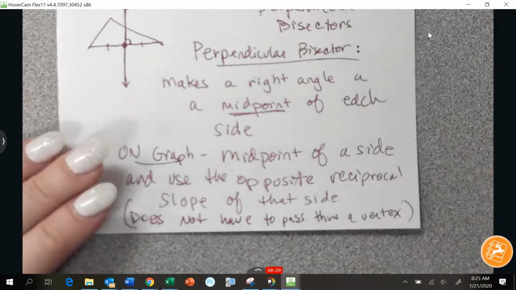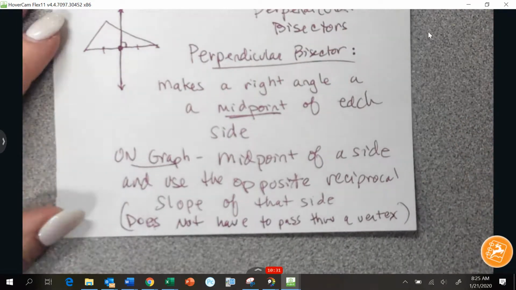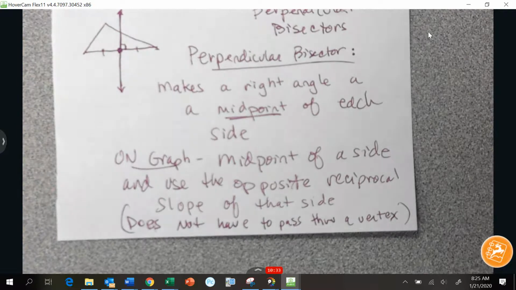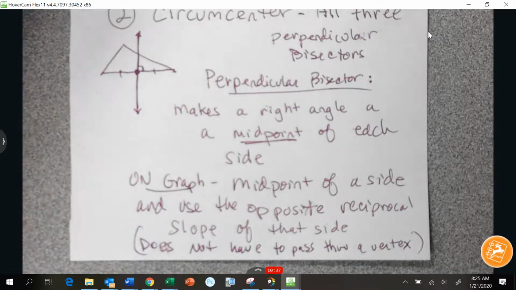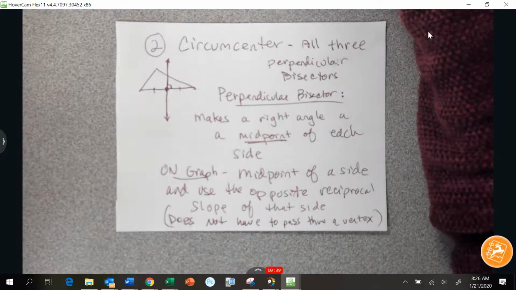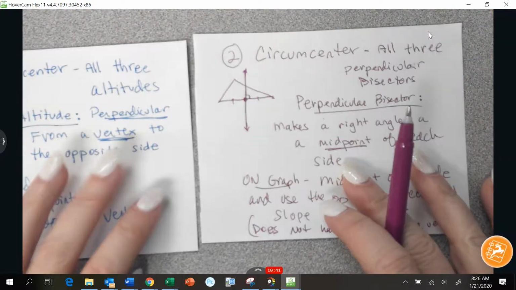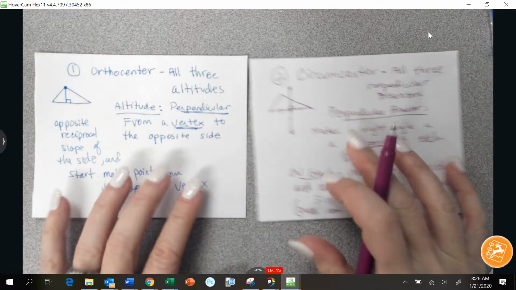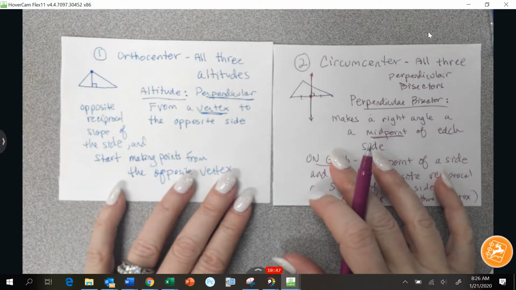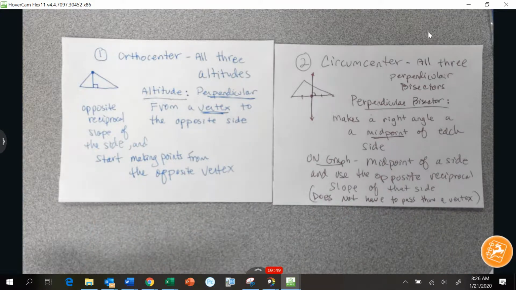This one does not have to pass through a vertex. Sometimes it will, but it does not have to. So far I have talked about circumcenter and orthocenter. How are they similar? Why do we confuse these? How are they similar?